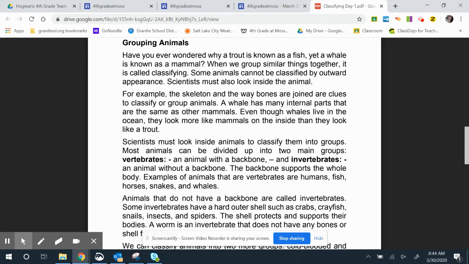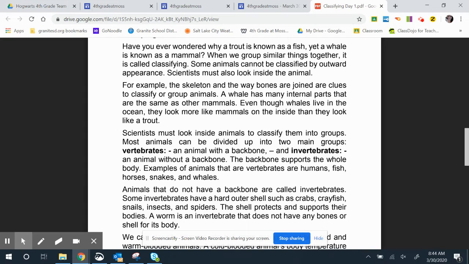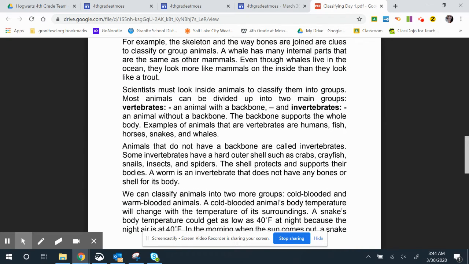For example, the skeleton and the way the bones are joined are clues to classify or group the animals. A whale has many internal parts that are the same as other mammals. Even though whales live in the ocean, they look more like mammals on the inside than they look like a trout. I like that too. That really tells us why a whale would be considered a mammal. It has to do with what's on the inside of it. Scientists must look inside animals to classify them into groups.